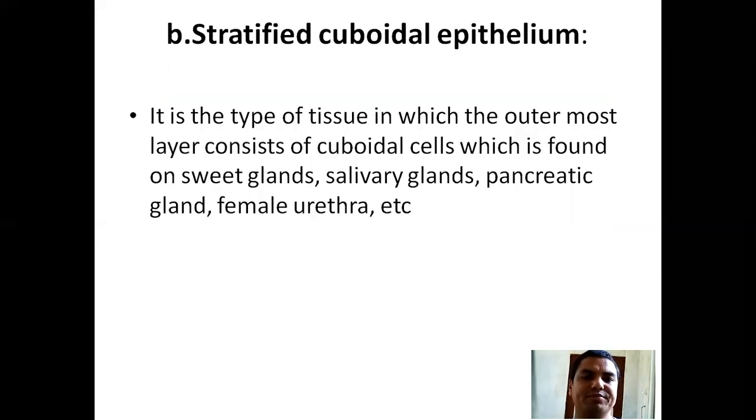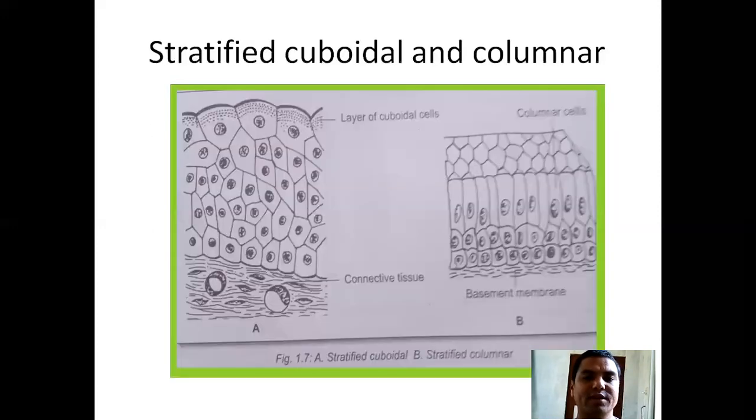Stratified cuboidal epithelium is the type of tissue in which the outermost layer consists of cuboidal cells, which is found in sweat gland, salivary gland, pancreatic gland, female urethra, etc. Here is a figure of the stratified cuboidal and columnar epithelium.